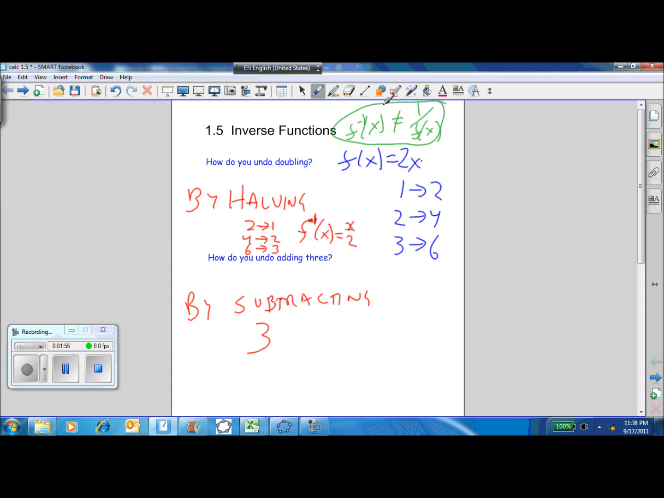Now, let's look at this next one. How do you undo adding 3? Well, let's look at it as a function now. f of x equals x plus 3. That's the adding 3 function. So the subtracting 3 function should be x minus 3. And those functions undo each other.